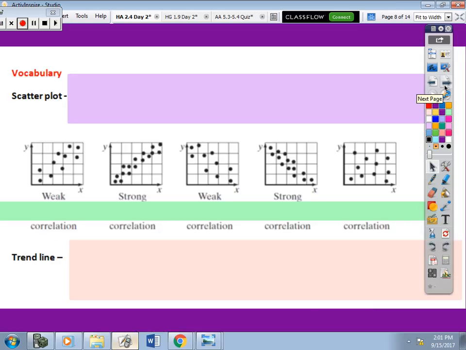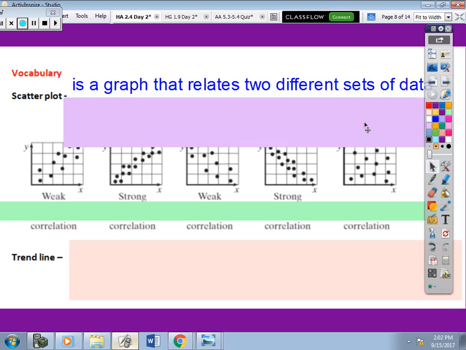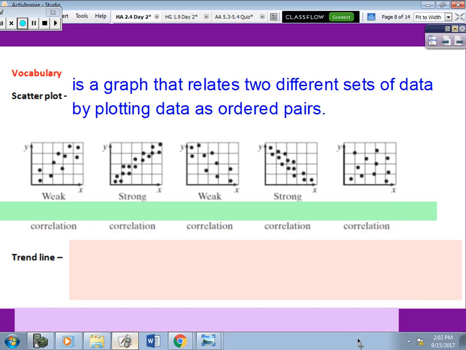Yeah. Alright, scatter plots. We should remember these, right? Yeah. Trend lines. Okay, so scatter plot is what it sounds like. It's a scattering of plots. But it is a relationship between two different sets of data. And they're useful because they can help you observe the relationship between those sets of data. Is it a positive correlation or a negative correlation?